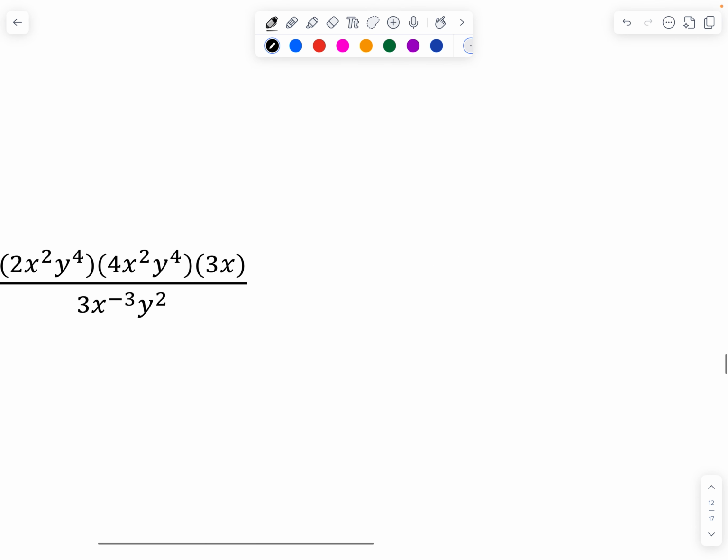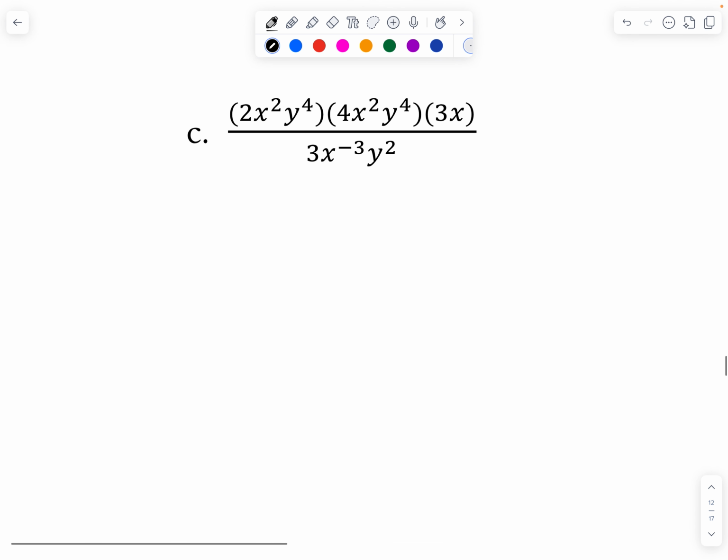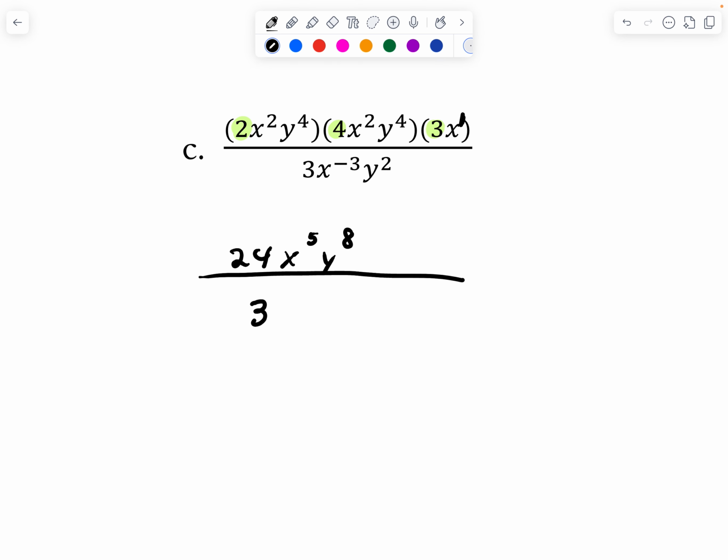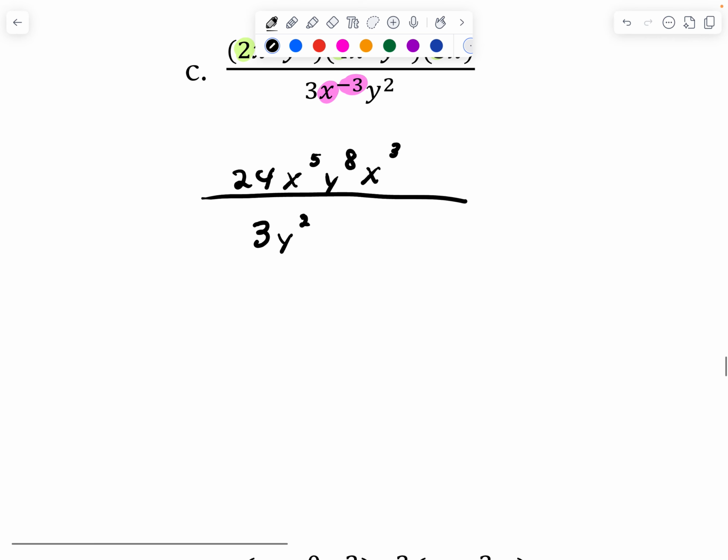Okay, let's keep going. Let's go to letter C. All right, letter C. Again, you can deal with the numerator, then the denominator. That's what I like to do. So 2 times 4 times 3, that's going to be 8 times 3, which is 24. And then I have x squared, and x to the 1st power. So 2 plus 2 plus 1 is to the 5th power. Y to the 4th power times y to the 4th power. You add the exponents and get y to the 8th power. And then this one, I have 3 y squared. I'm going to move this x to the -3rd power up to be x to a positive 3rd power.